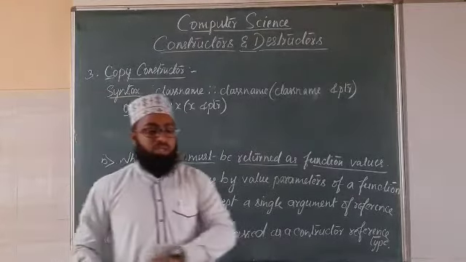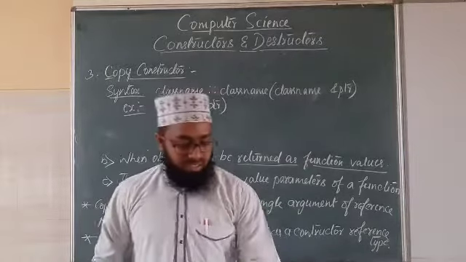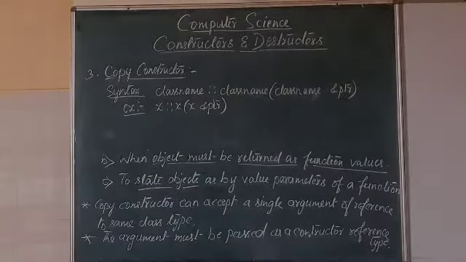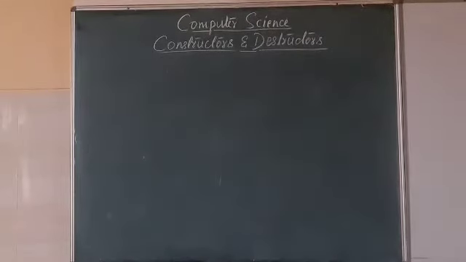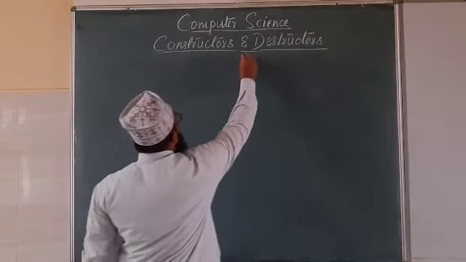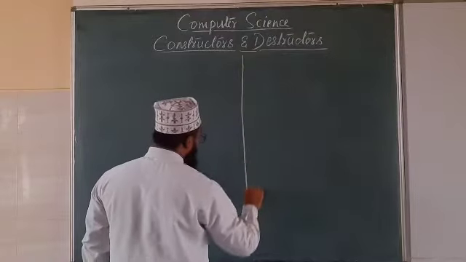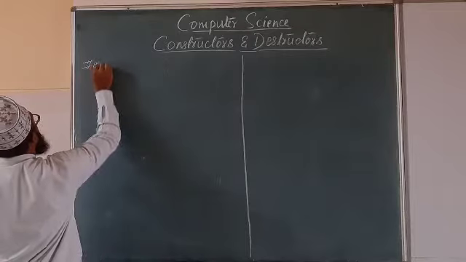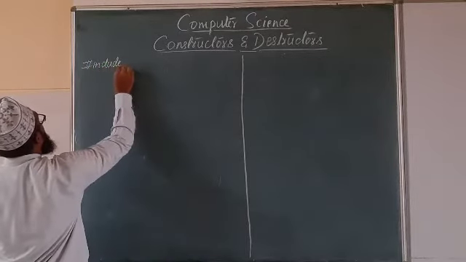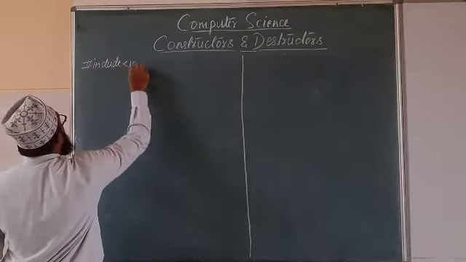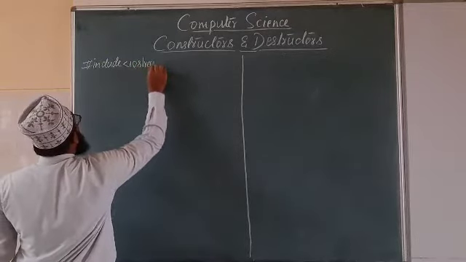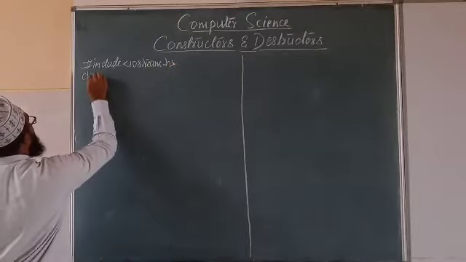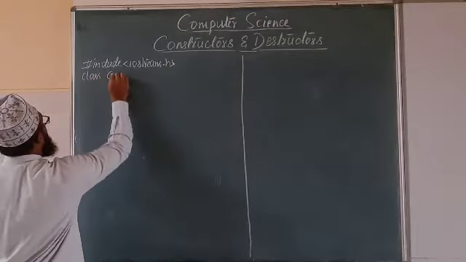Now I am going to write a program on copy constructor. Then you will understand clearly the use of copy constructor. Okay, write this program. Hash include iostream dot h. Then take a class, given the class name as copy.